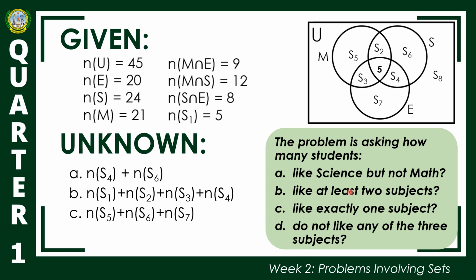Last po is how many students do not like any of the 3 subjects. So, dahil po do not like any, ito po yung neither of the 3 subjects. Nasa labas po ito dapat nung tatlong circles po, and that is referring to the number of elements in S sub 8.